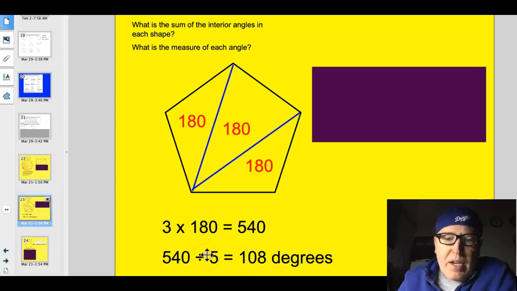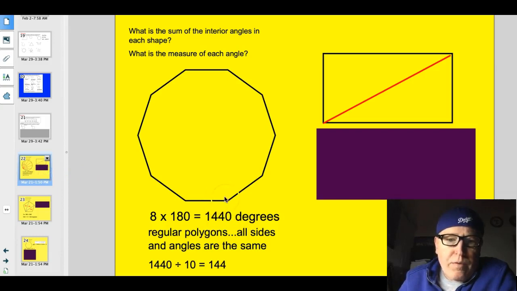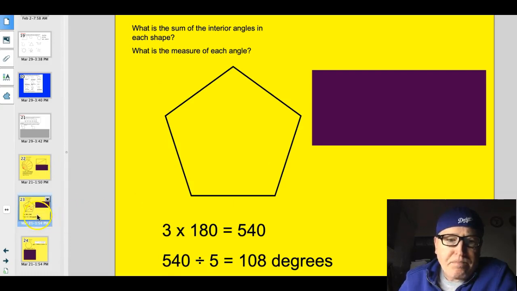Notice you divide it by the number of sides, not by this number here, which is the number of triangles. You divide it by the number of sides. So each of these angles here is 108 degrees. That makes sense. This is 108 degrees here. This angle here was 144 degrees. This is more obtuse than this angle here.